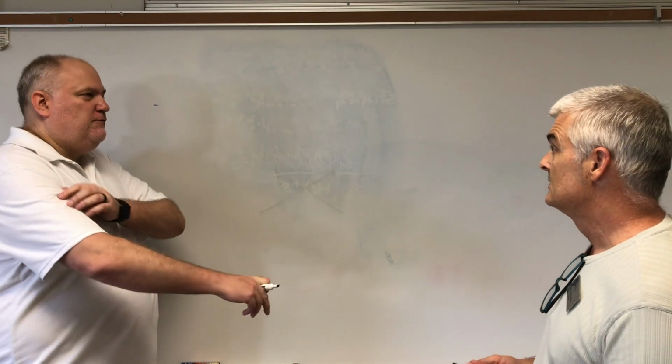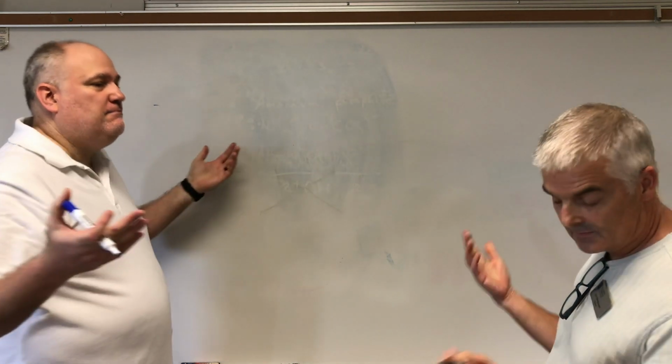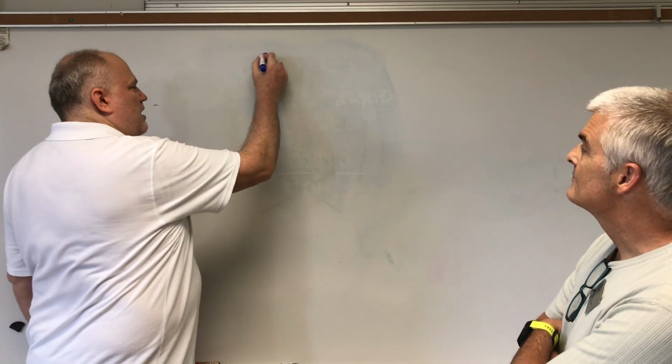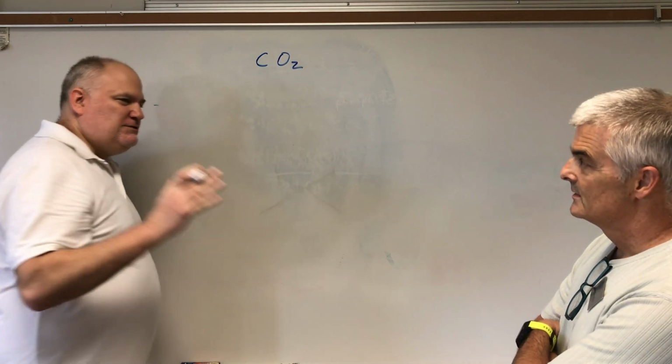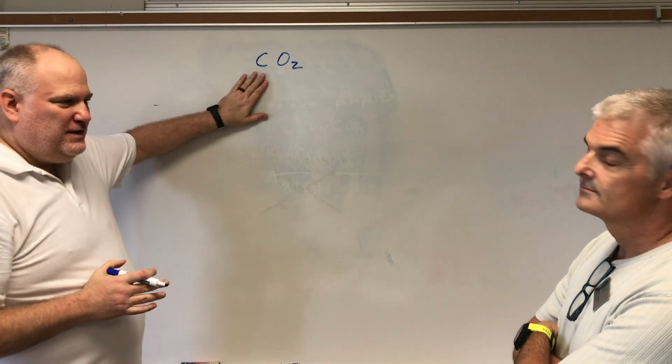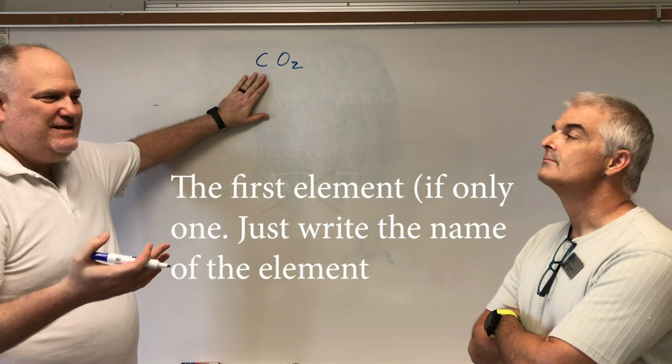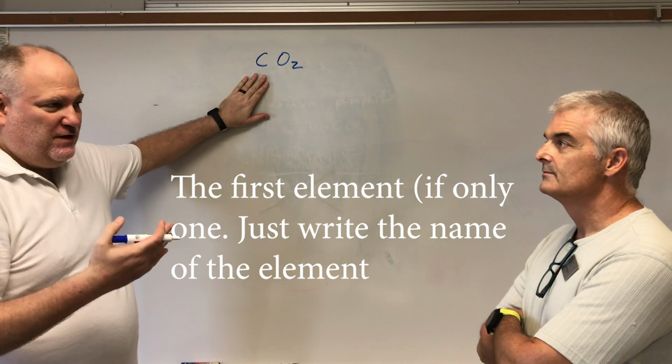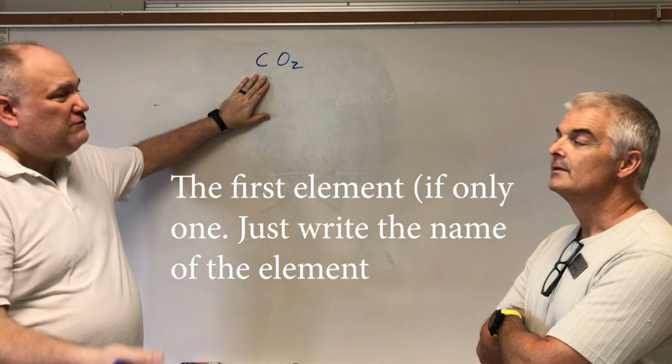So why don't we start off with going from the formula to the name? We're going to use one of the most common ones. We're going to write CO2. What's tricky about this is that the first element, if it's just one of it, we just say the name. You don't have to put mono in front of it. But if you have 2 or 3 or 4, you have to use the prefixes.